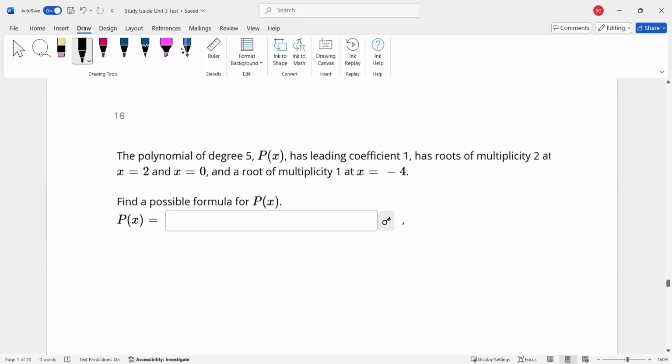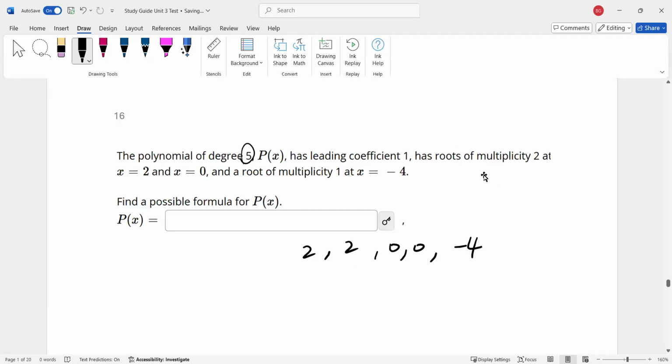Next question, number 16. The polynomial of degree 5, p of x, has a leading coefficient 1, has roots of multiplicity 2 at 2, okay? So it has 2 as a zero, two of them. It has roots at 0, and 0 also appears twice. And a root of multiplicity 1 at -4. Okay, it's degree 5, right? Degree 5, and we found all the 5 zeros.